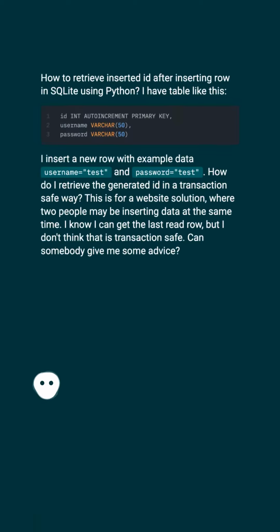I have a table like this. I insert a new row with example data: username equals test and password equals test. How do I retrieve the generated ID in a transaction safe way? This is for a website solution where two people may be inserting data at the same time. I know I can get the last read row, but I don't think that is transaction safe. Can somebody give me some advice?